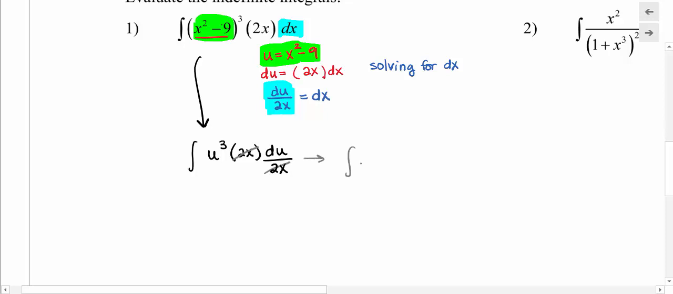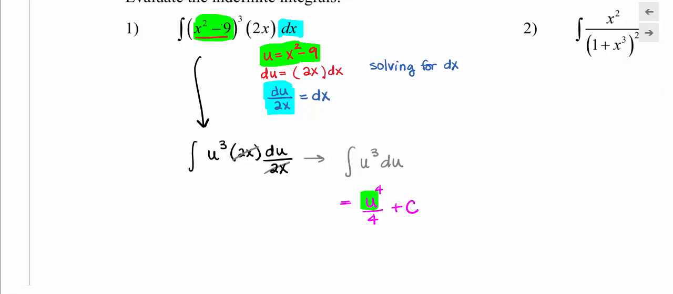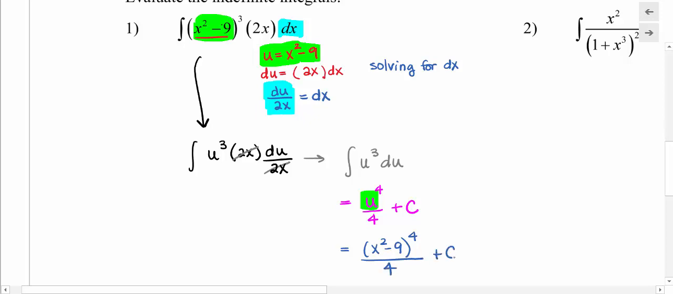So I'm really just anti-differentiating u cubed du. And that, I think, is much easier than what we started with because I know that is u to the fourth over 4 plus c. And then the only thing I have to do to finish my problem is recognize that I did not start with u's, I started with x's. So u is x squared minus 9. And so put your function that you assigned to be u back in your final answer.